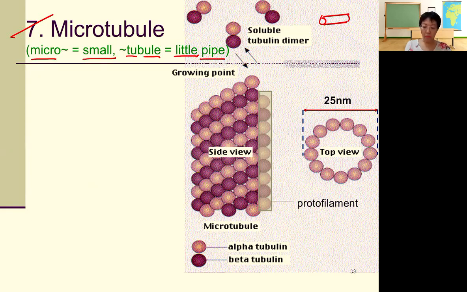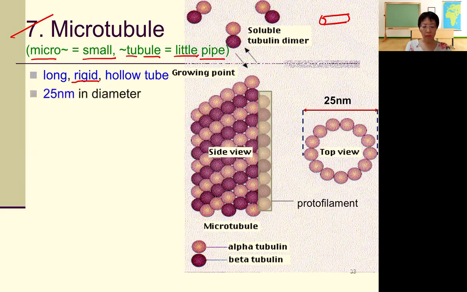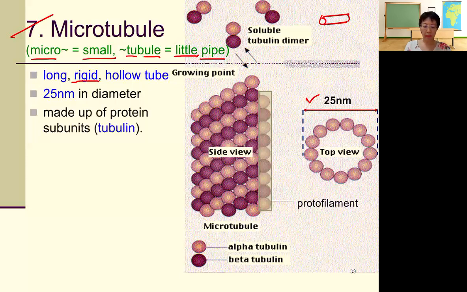So what is a microtubule? A microtubule is a long, rigid, hollow tube. Do you know the meaning of the word rigid? Rigid means not easily bent or broken. So you cannot bend them, not easy to bend. So long, rigid hollow tube. The diameter is 25 nanometers. So this is similar to the size of the ribosome, right? The size of the ribosome for eukaryotes.